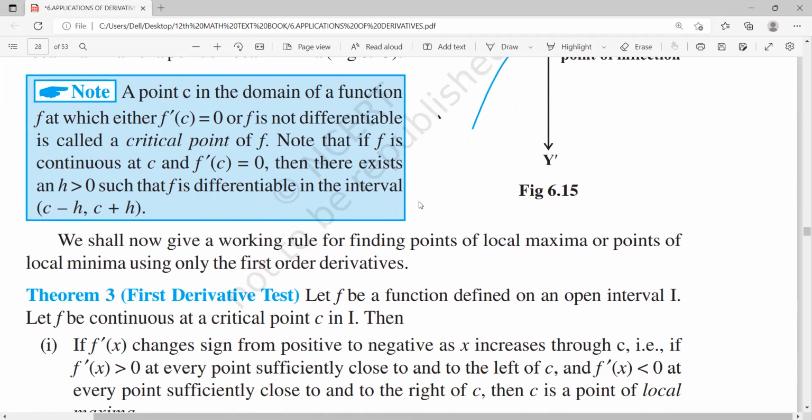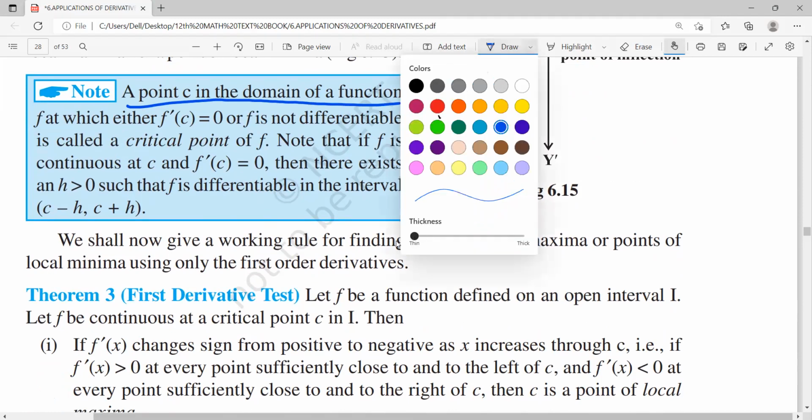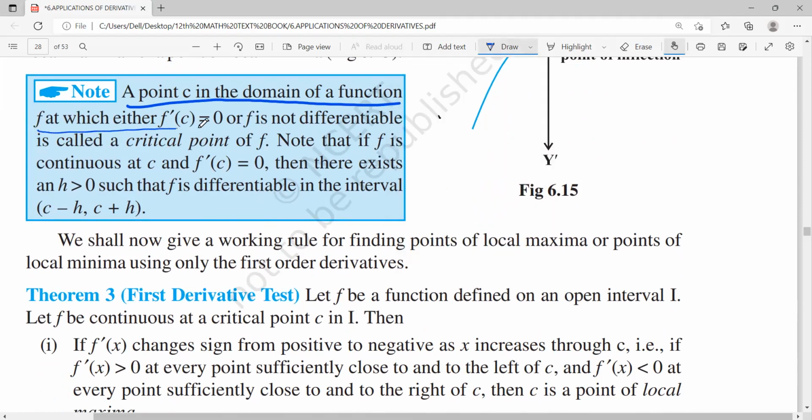Before that, one very important note is here. What is a critical point? A point c in the domain of f at which f dash of c equal to 0 or f is not differentiable is called a critical point of f. Either f dash of c is 0, no problem, or f is not differentiable, that's called a critical point.